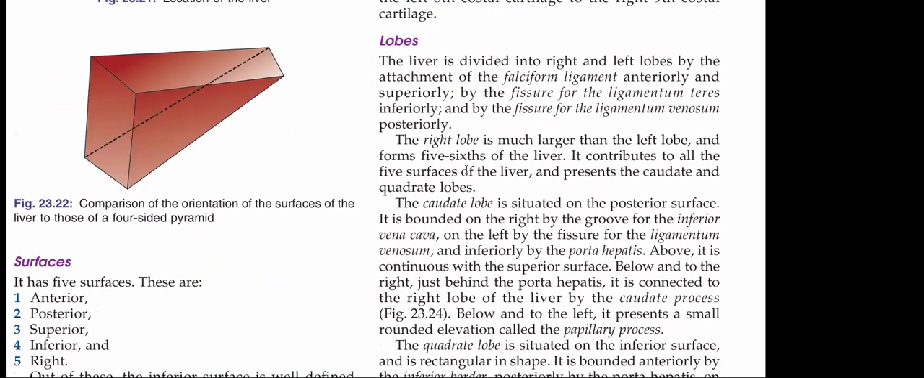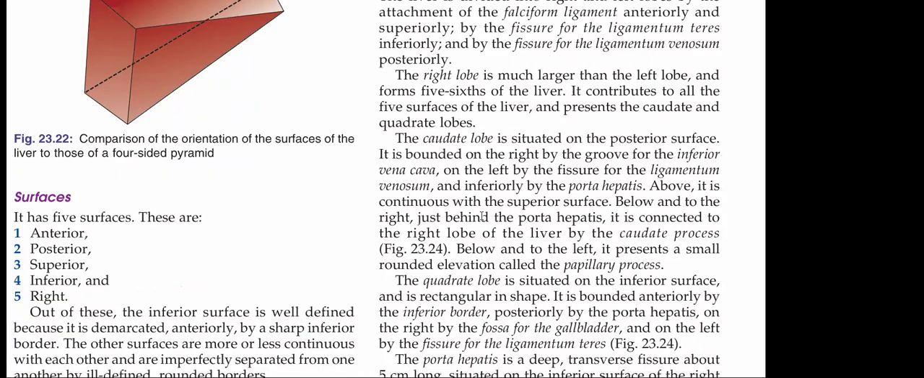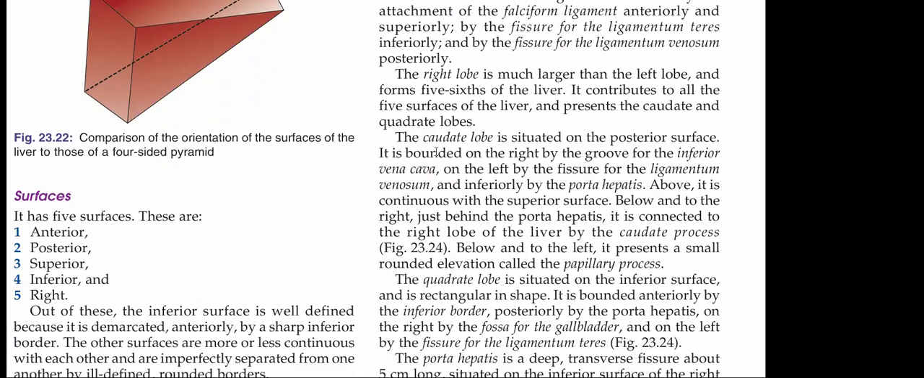The right lobe is much larger than the left lobe and forms 5/6 of the liver. It contributes to all the 5 surfaces of the liver and presents the caudate and quadrate lobes. The caudate lobe is situated on the posterior surface and is bounded on the right side by the groove for the inferior vena cava, on the left by the fissure for ligamentum venosum, and inferiorly by the porta hepatis. Above, it is continuous with the superior surface.